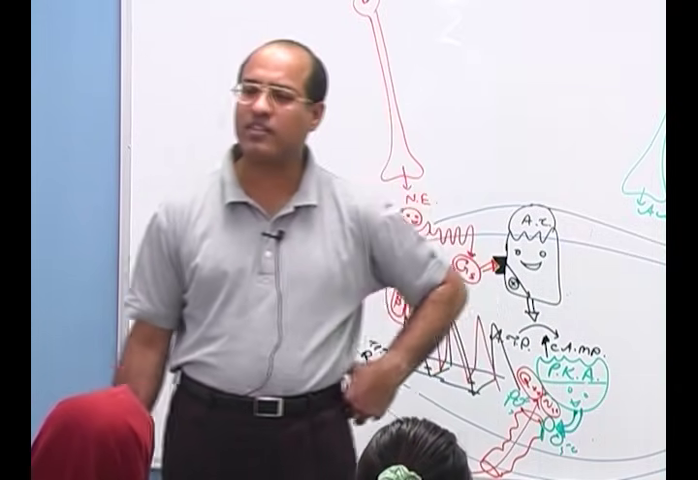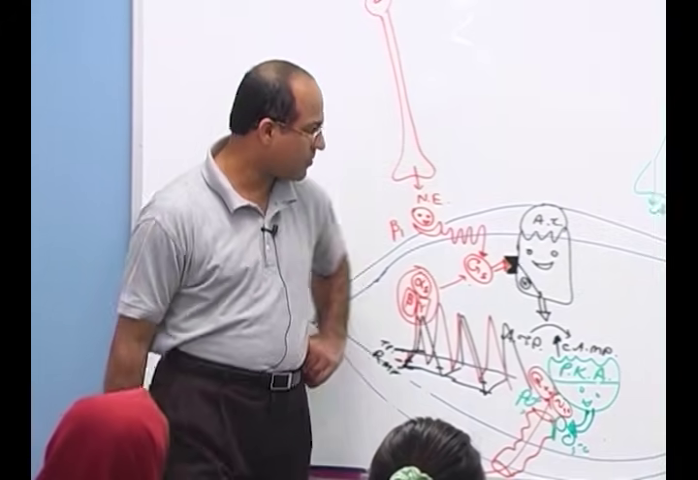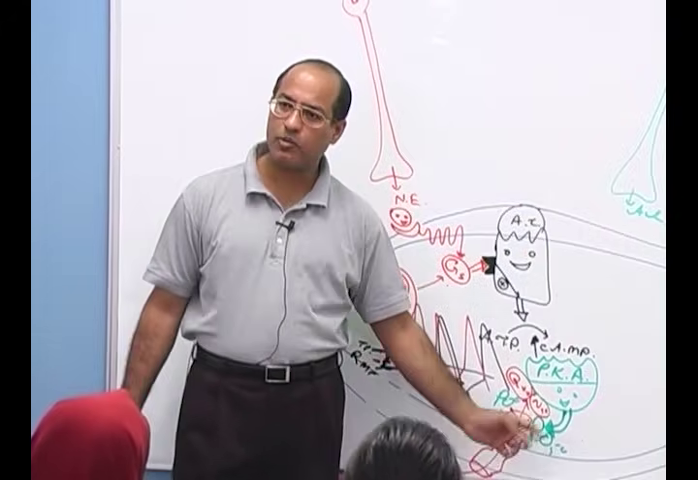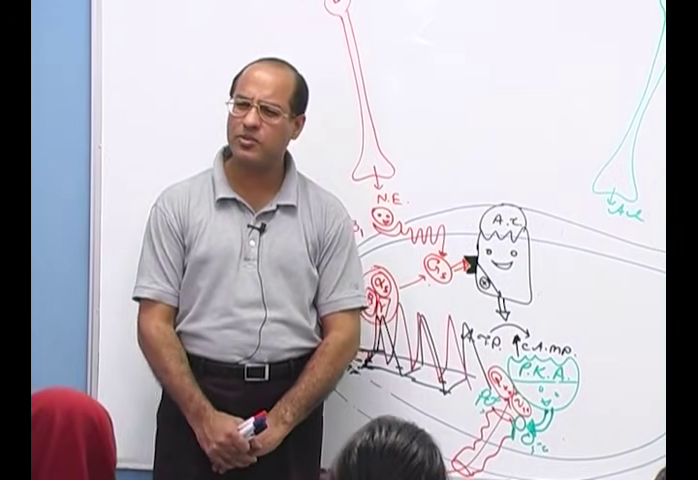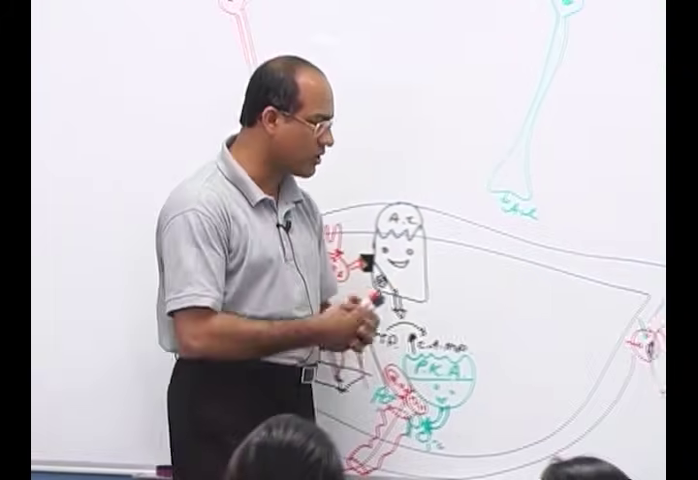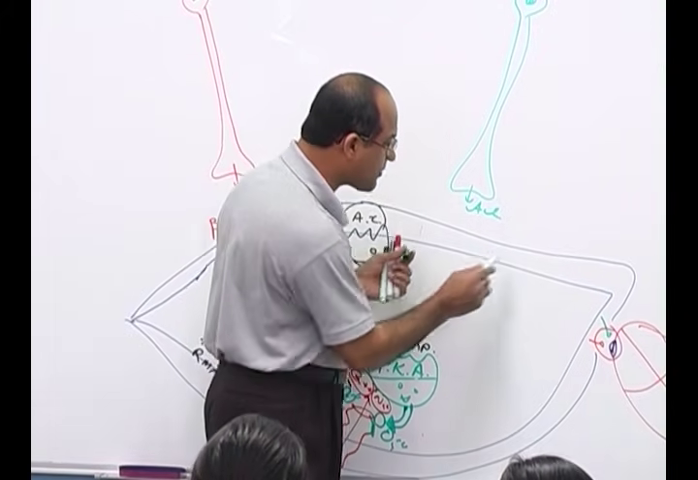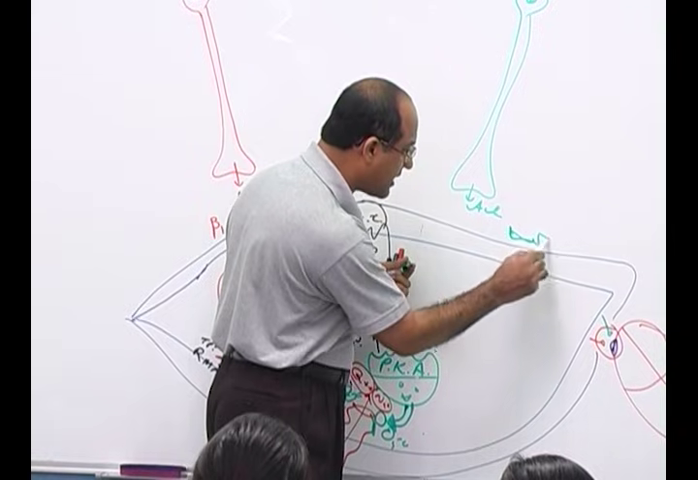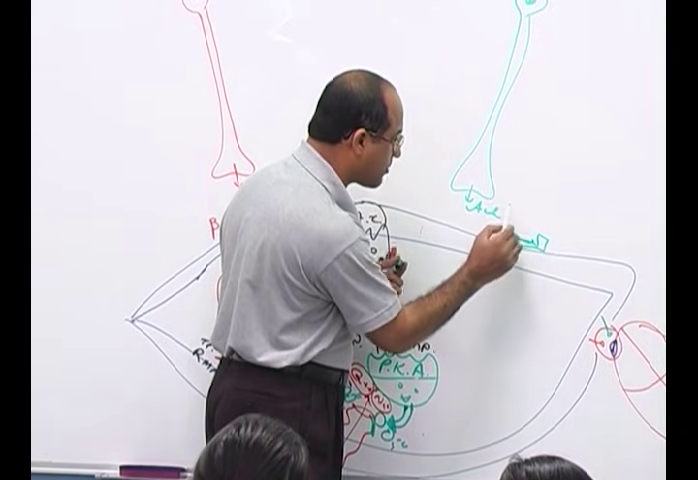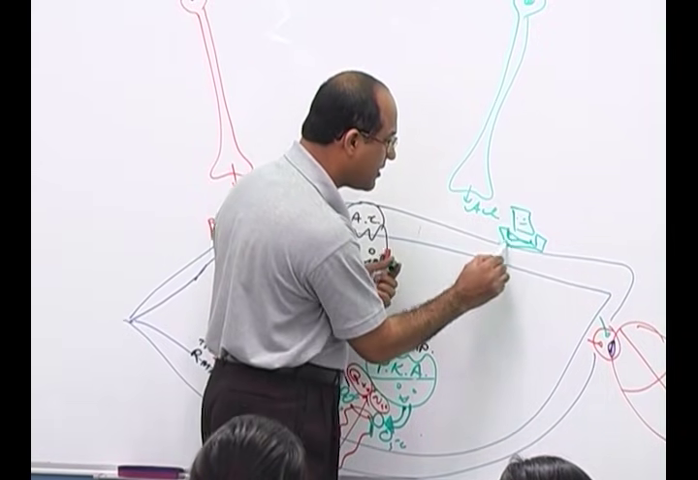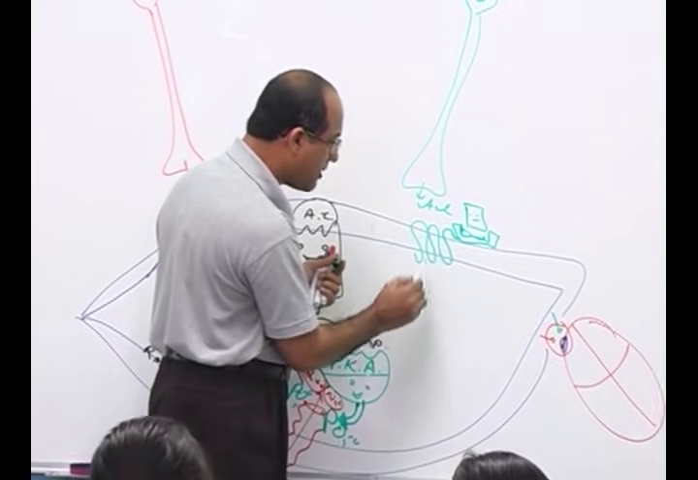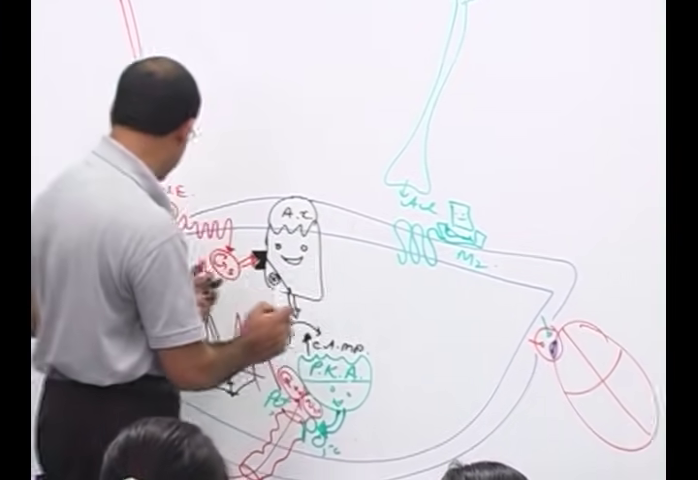Now we have to see another thing, how acetylcholine works in the opposite way. It's easy to understand. Acetylcholine works on its cholinergic receptors. What are the type of cholinergic receptors present here? This is acetylcholine, yeah, M2. These are M2 muscarinic receptors, right?